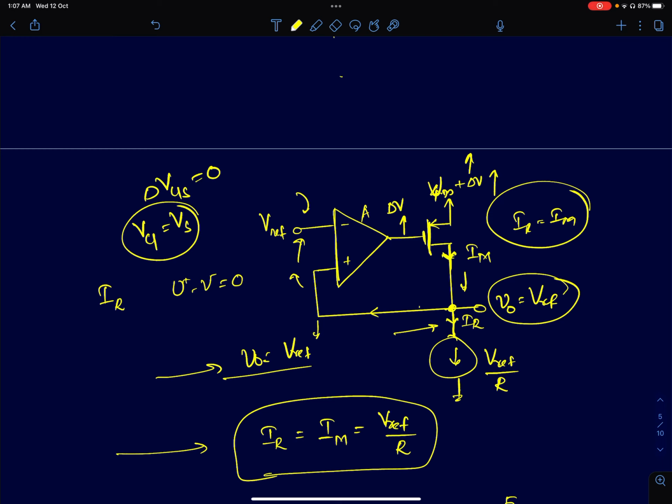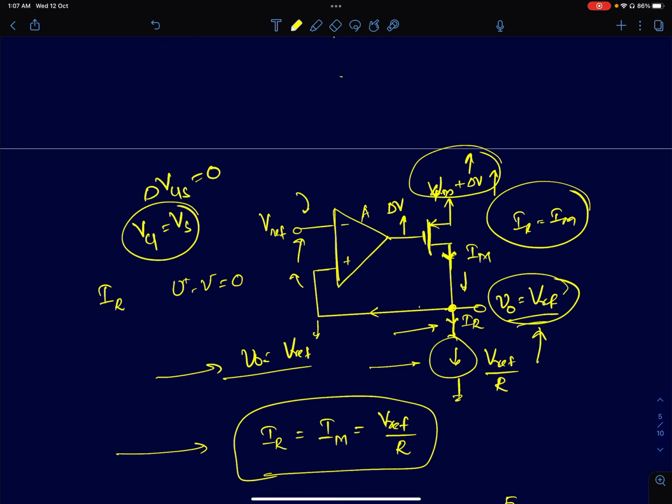Now this property is a very interesting property. When we discuss low dropout regulators, this is called power supply rejection. Even though there is change in the power supply, there is no change in the load voltage, and the output voltage is still equal to Vref, and that is enforced by negative feedback.